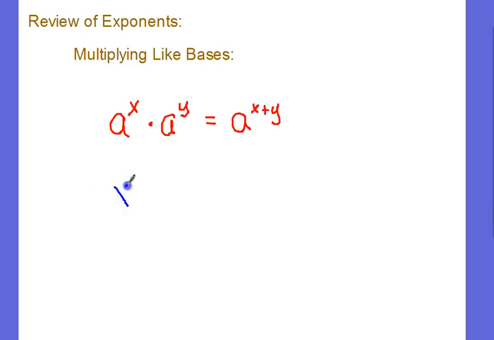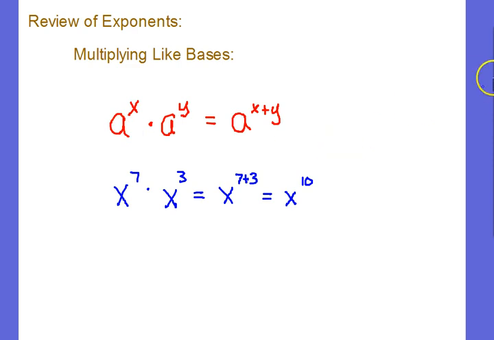Now, that's a little bit easier to see with variables and numbers. So if I had x to the 7th times x to the 3rd, that's the same thing as x to the, and you can really leave this part out and just do it in your head, x to the 7 plus 3, which is x to the 10th. Okay, so that's multiplying with like bases.